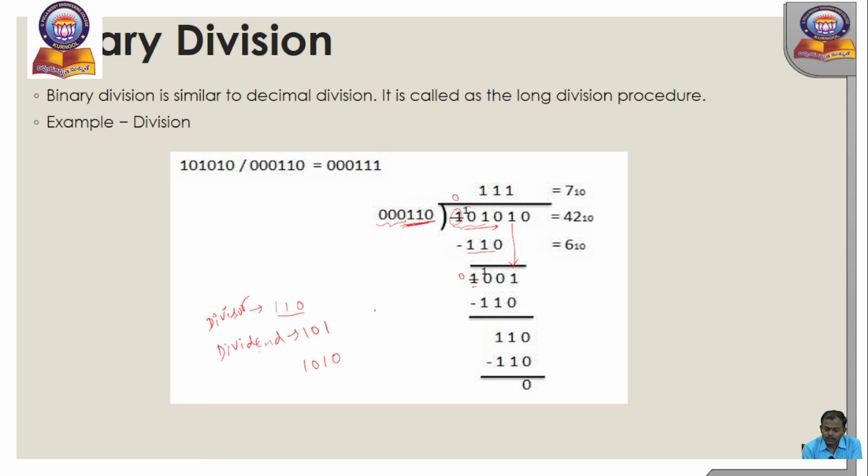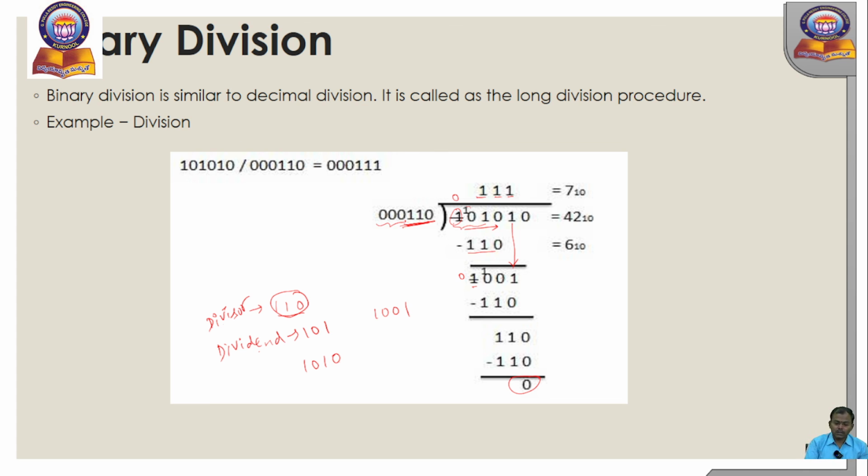The next dividend is 1001 and the divisor is 110. This 1001 is greater than 110, so I can do the subtraction. Each time I have to put the quotient as 1. We continue until we either get the remainder as 0, or a number which is not divisible by 110, or the division ends, whichever comes first, and there I have to stop.